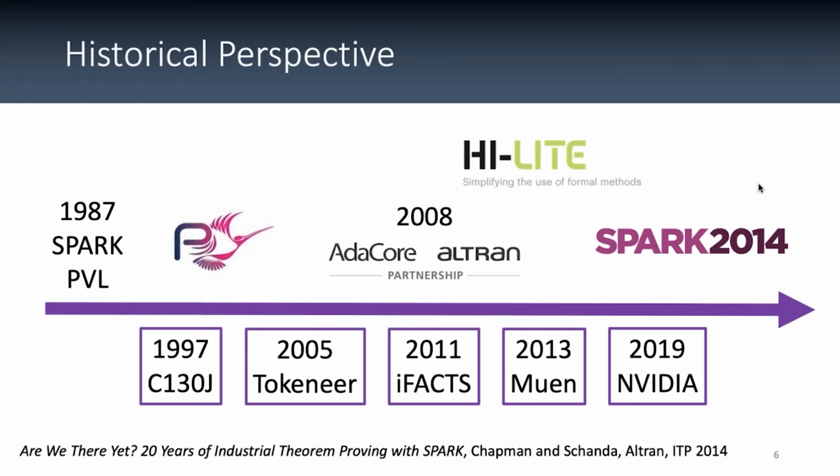And along the years, as you can see, I mentioned here just a few examples of projects. C-130J, which is a big military plane; Tokeneer, which was a demonstrator for the National Security Agency; iFACTS, which is the air traffic control over the UK today; Muen, which is a separation kernel, which was funded by the German security company Secunet; and NVIDIA, which is now using Spark for their more secure software and firmware.